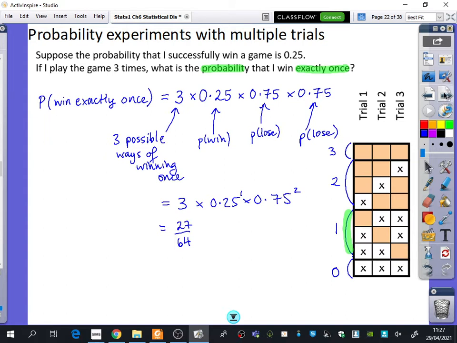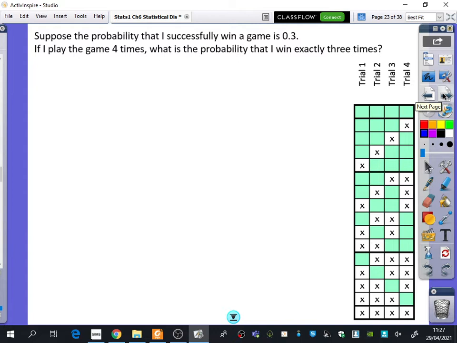So now we're going to try and think about this in a different sort of game that we've got on the next page. Has everyone got that written down that they want? Yep. This time, the probability that I successfully win a game is 0.3, so I've got a higher probability of winning this game that I've got here.